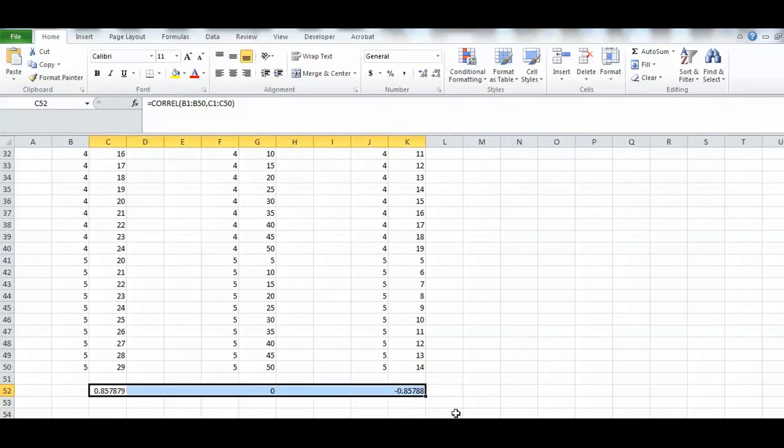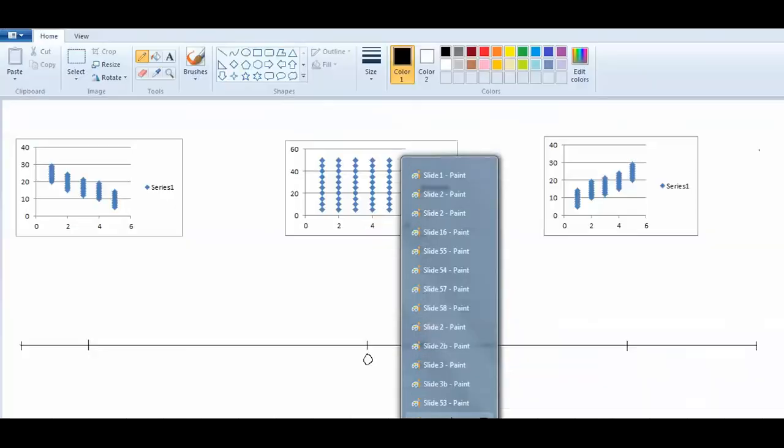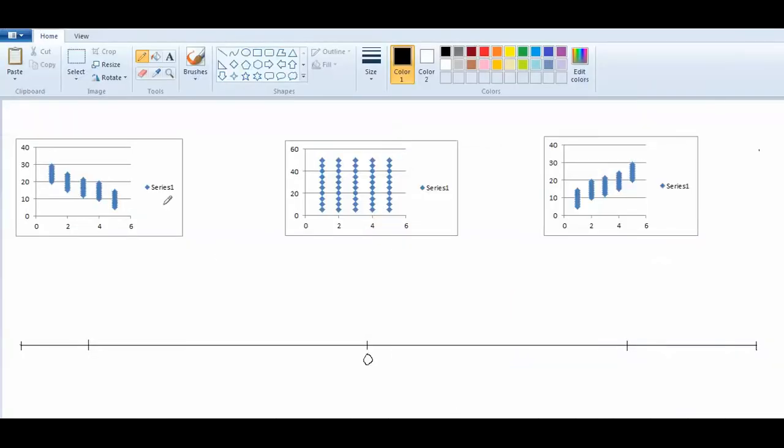And if we go to this slide right here, we can see that I pasted this population with a negative correlation up here. I pasted this population with no correlation right here. And I pasted this population with a positive correlation right here. And I'll put the correlation coefficients under each graph.